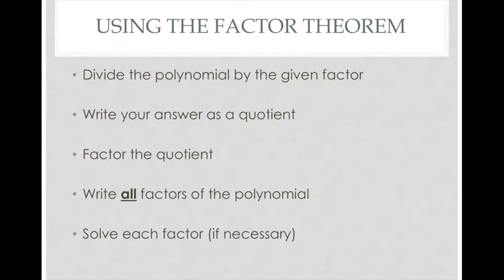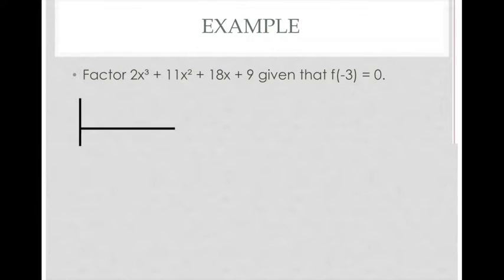Using the factor theorem: first, divide the polynomial by the given factor. Write your answer as a quotient. Factor the quotient. Write all factors of the polynomial. Solve each factor if necessary.